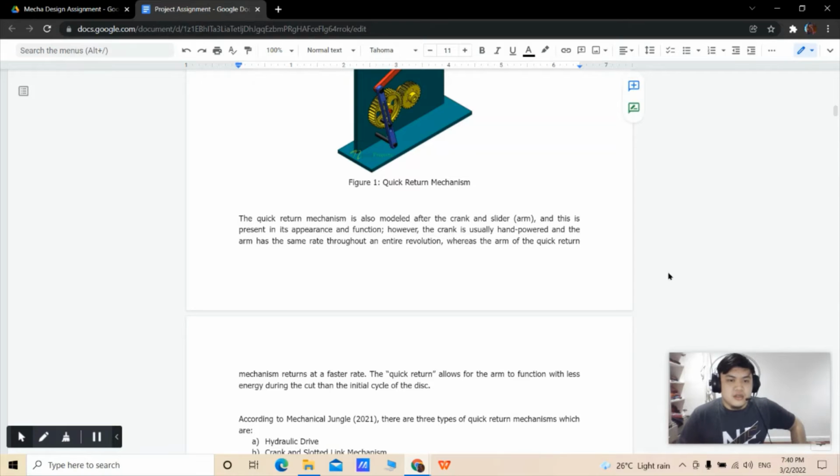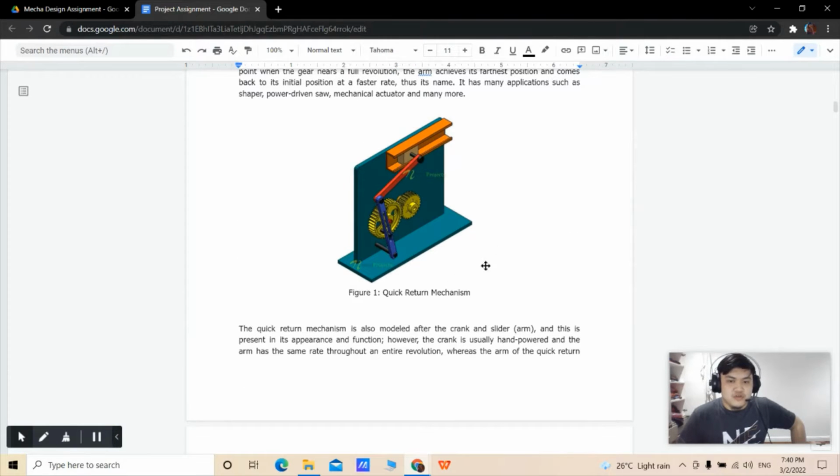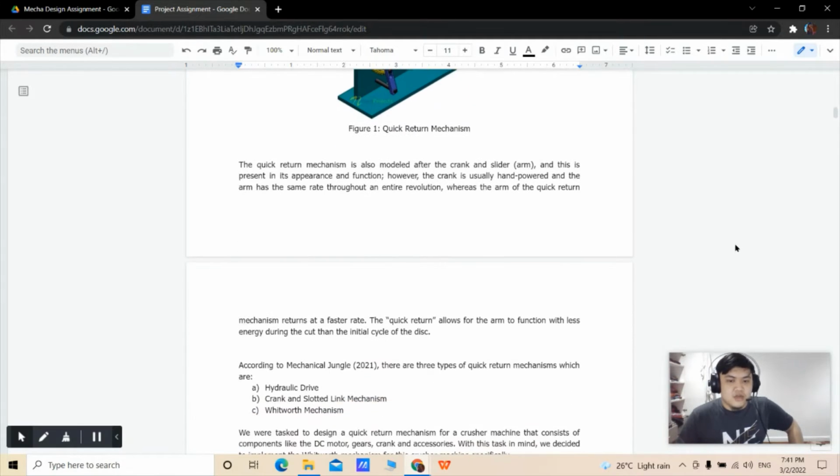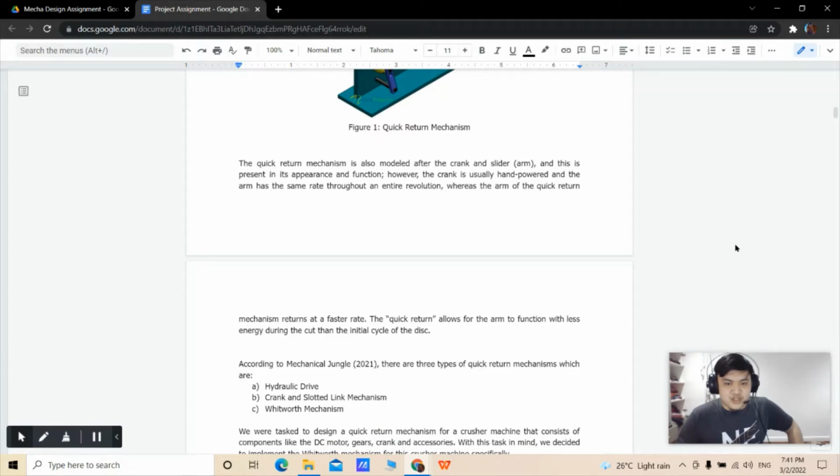So figure 1 shows examples of a quick return mechanism. And this quick return mechanism can also be modeled after the crank and slider or arm, and this is present in its appearance and function. However, the crank is usually hand powered and the arm has the same rate throughout the entire revolution, whereas the arm of the quick return mechanism returns at a faster rate. The quick return allows for the arm to function with less energy during the cut than the initial cycle of the disc.